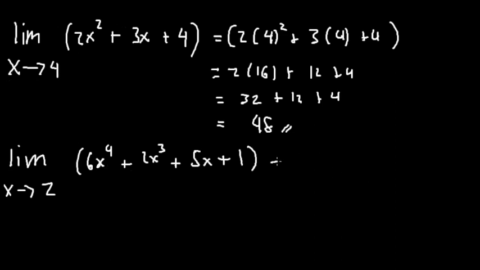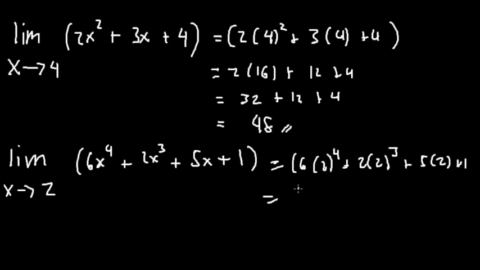Now let us try to solve this one. A power of 4, or a quartic polynomial. So x will be just 2. So it will be 6 times 2 raised to 4 plus 2 times 2 raised to 3 plus 5 times 2 plus 1. So it's gonna be 2 times 2 times 2 times 2, 16. So it's gonna be 16 times 6.